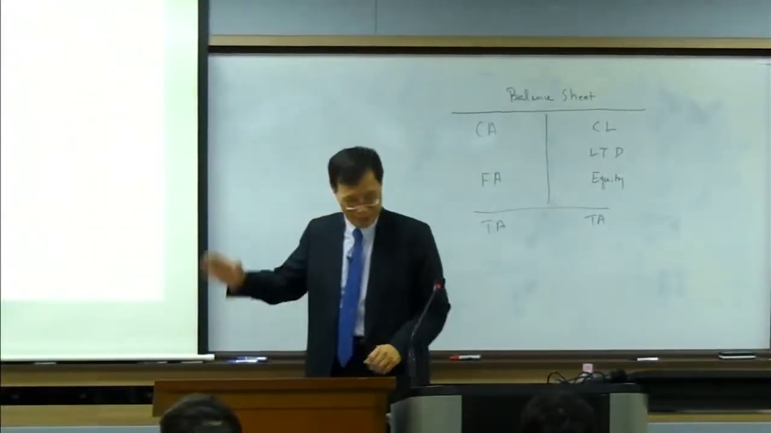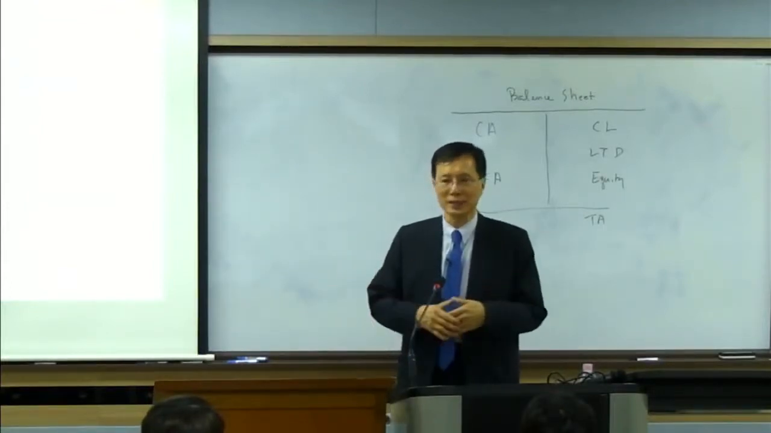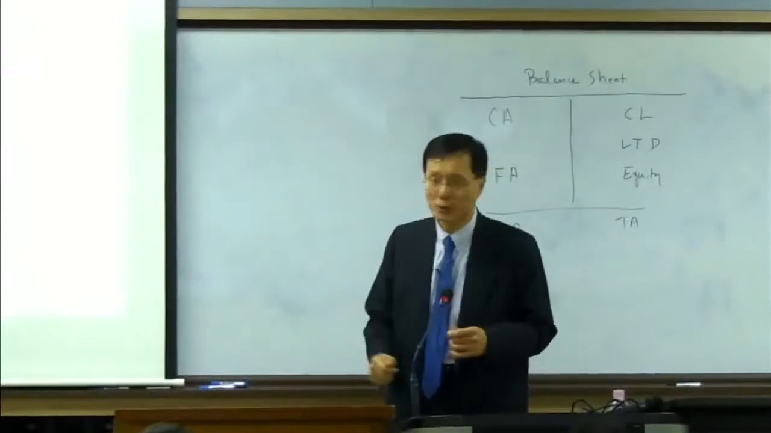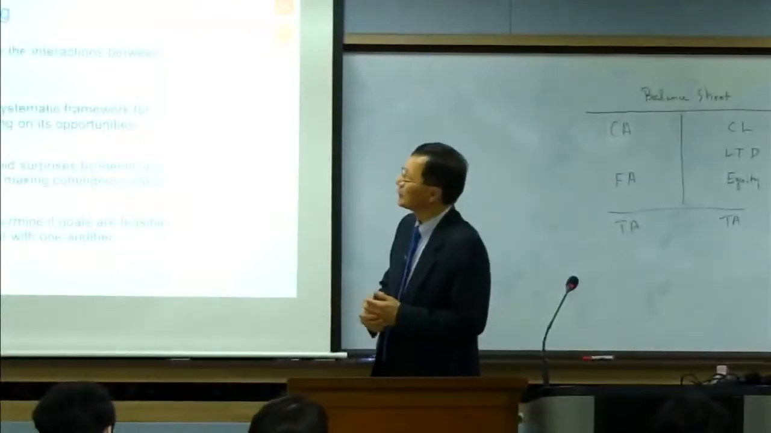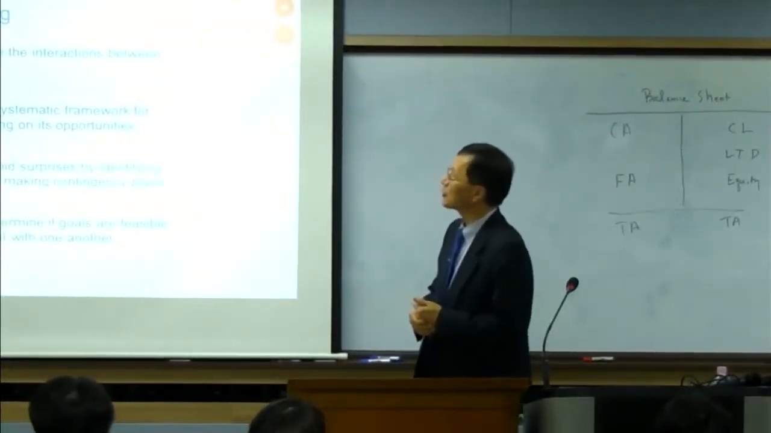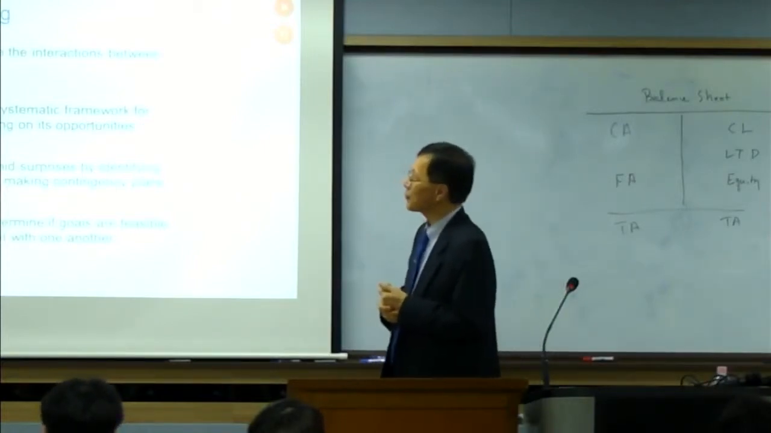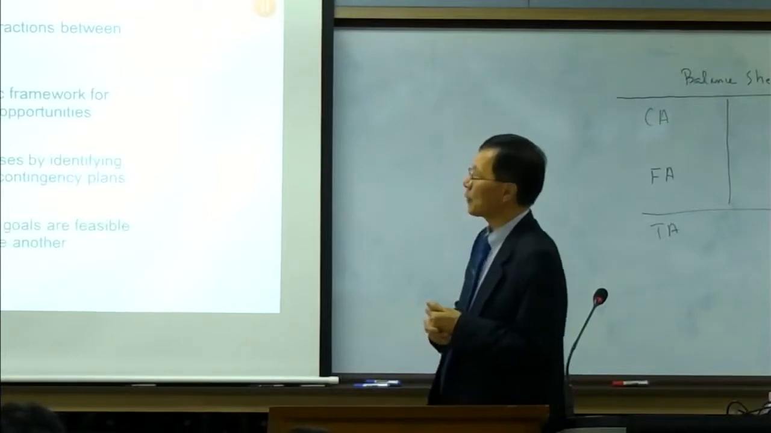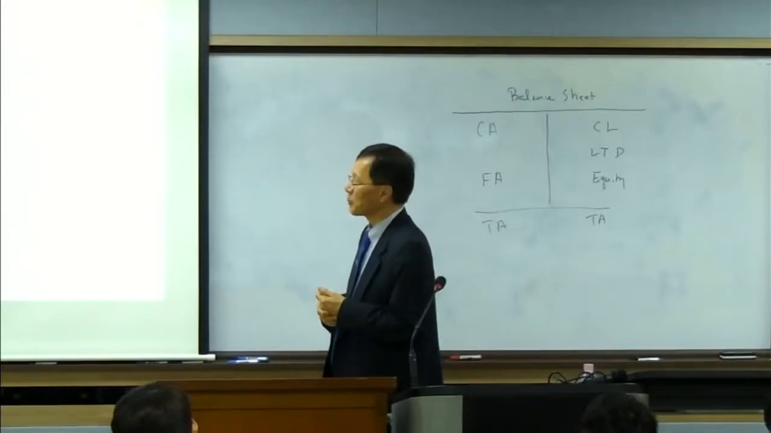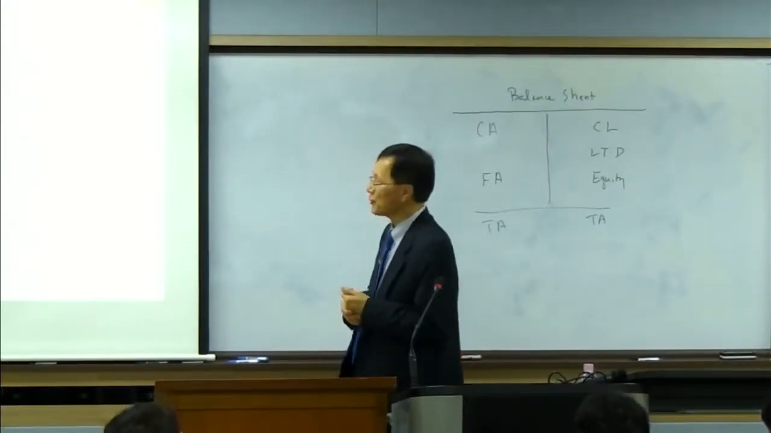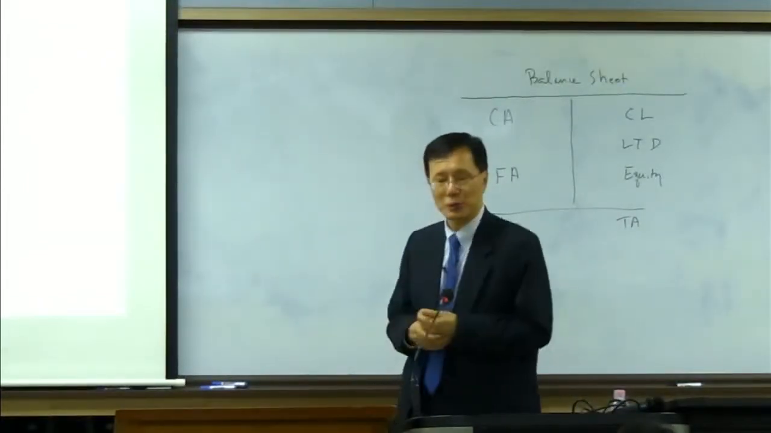Financial planning process, I explained it already. Short-term planning is for about 1 year, and long-term planning 2 to 5 years. Role of financial planning helps management see the interactions between decisions. I already explained to you. Gives management a systematic framework for exploring and capitalizing on its opportunities. Helps management avoid surprises by identifying possible outcomes and making contingency plans. Helps management determine if goals are feasible and internally consistent with one another.